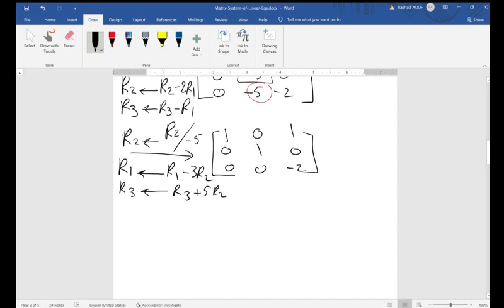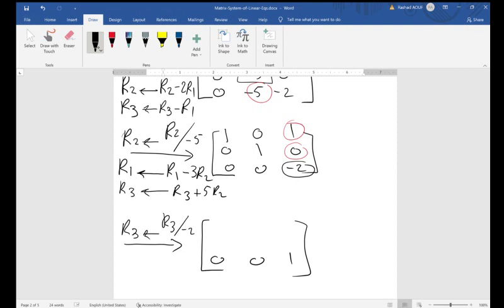The last element on the diagonal is minus 2, and it must be equal to 1, and the elements above it must be equal to 0. Row 2 is already 0, so nothing changed in row 2, and minus 2 must be equal to 1. So, to make any number equal to 1, I divide it by itself, which means new row 3 is old row 3 divided by minus 2. So I obtain 0 0 1.